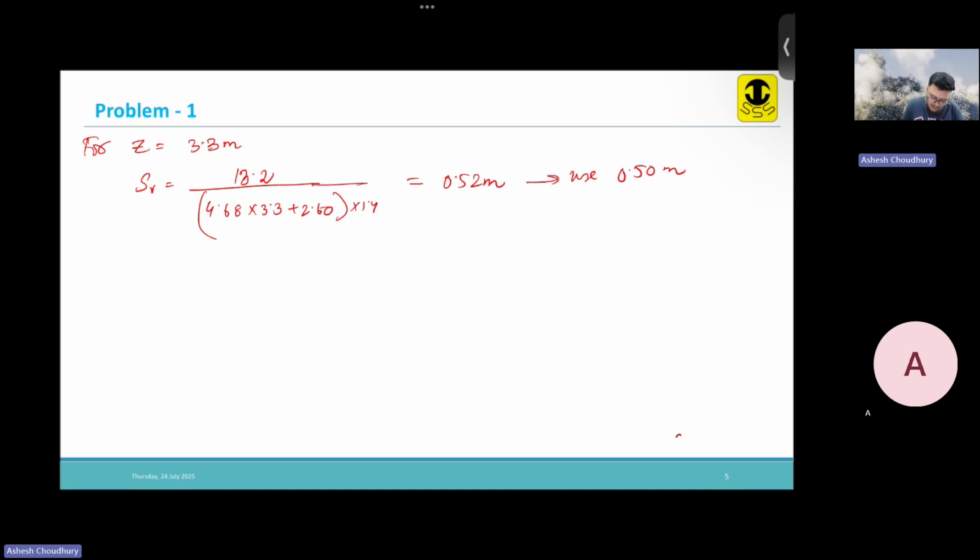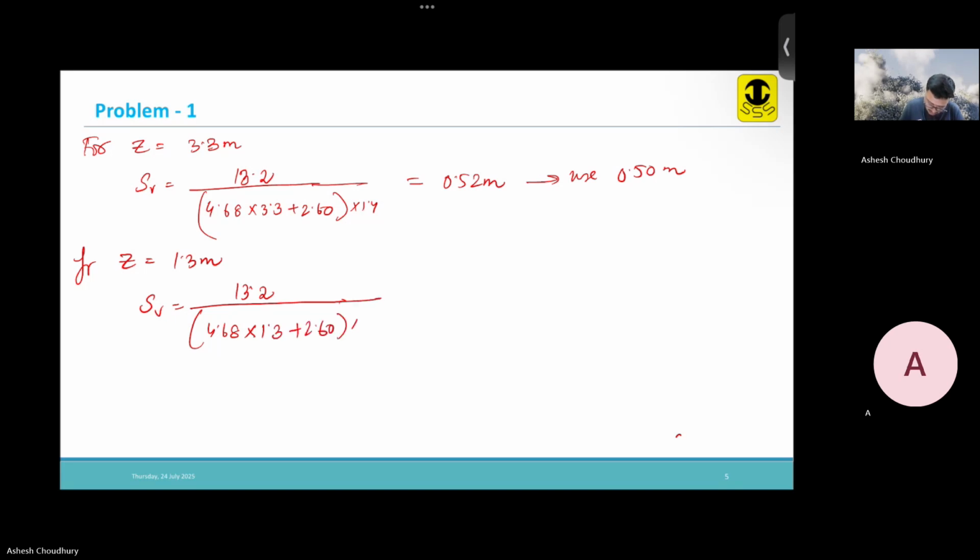And again, let us see on some lesser height. So 1.3 meters, this SV is 13.2 meters. So we can use, let us take 0.65 meters. Why am I taking 0.65 meters?